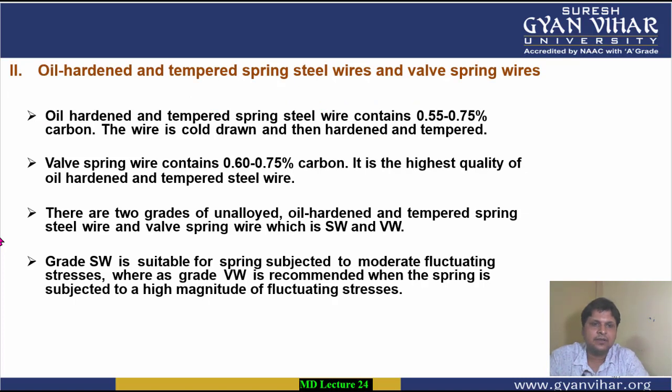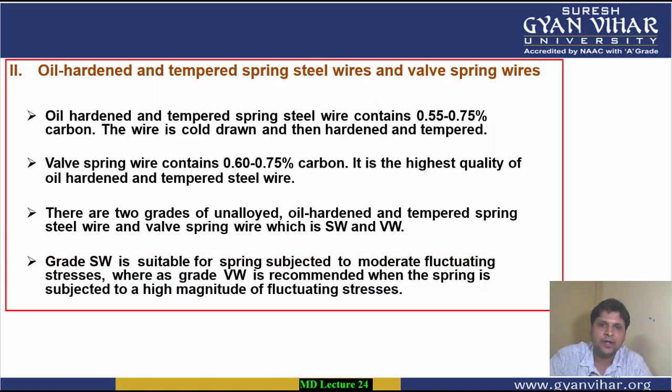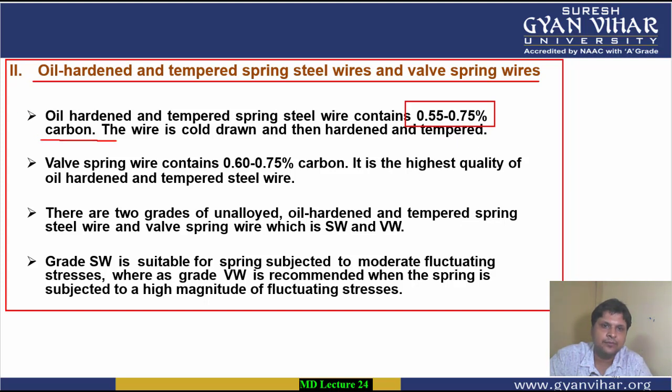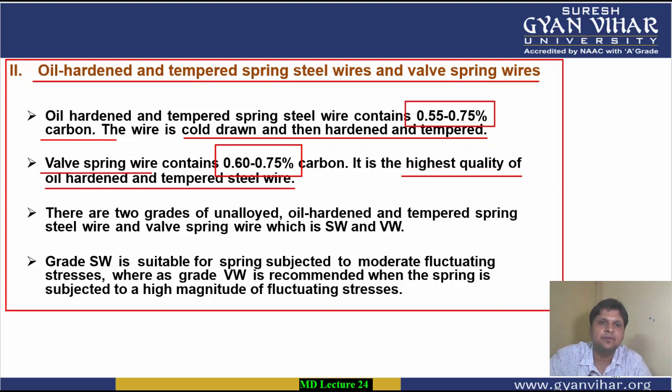Second is the oil hardened and tempered spring wires and valve spring wires. Here the material contains 0.55 to 0.75% of carbon. All right, and this is cold drawn and then hardened and then tempered. First it is cold drawn, then hardened and then tempered. And the valve spring wire generally contains 0.60 to 0.75% of carbon, and it is also the highest quality of oil hardened and tempered steel wire. There are basically two grades of unalloyed oil hardened and tempered spring steel wires and valve spring wires, which are SW and NW. These are the two grades of this type of wires.